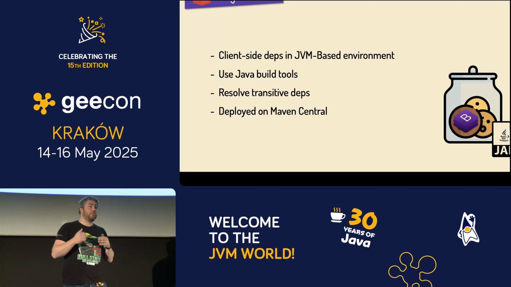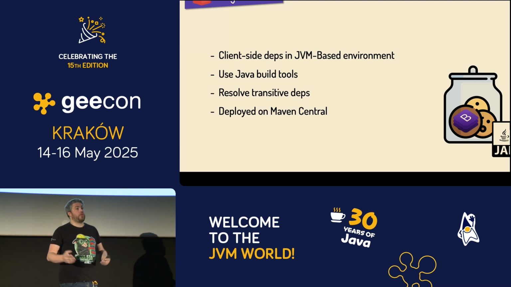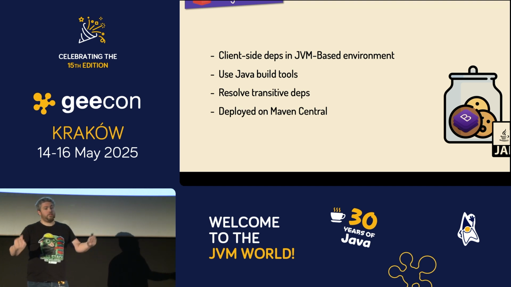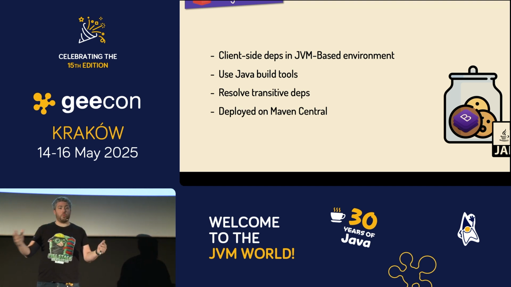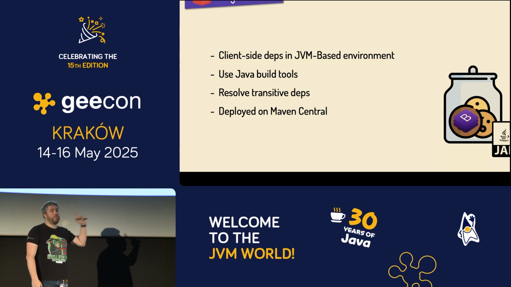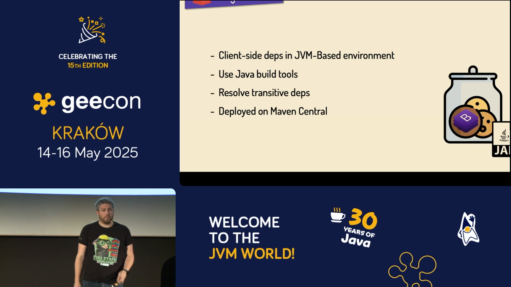It means you don't have to manage any Node build tools. You can just use Java. Great. It resolves transitive dependencies for you, so no worry about that. And it's deployed on Maven Central. So everything you know as a Java developer, basically.